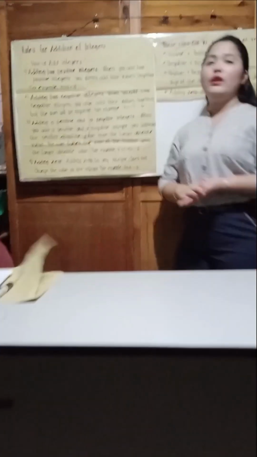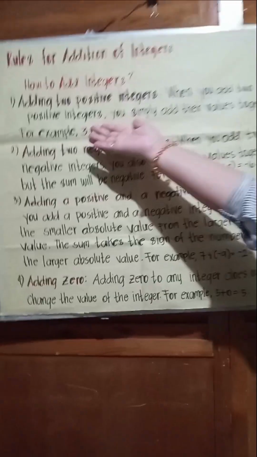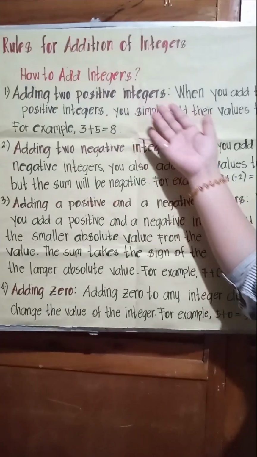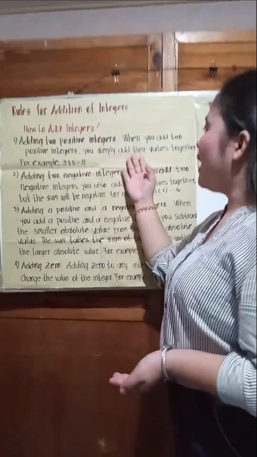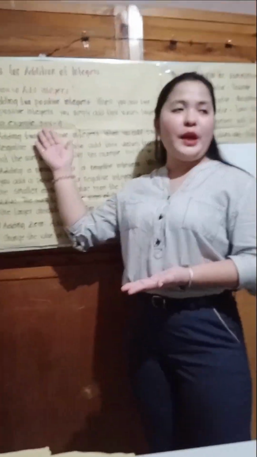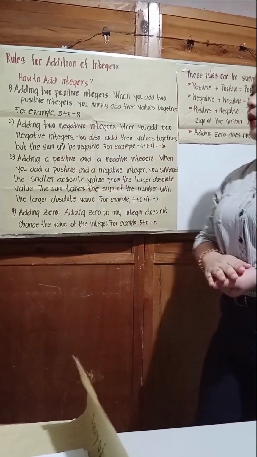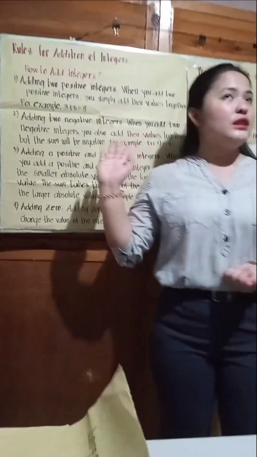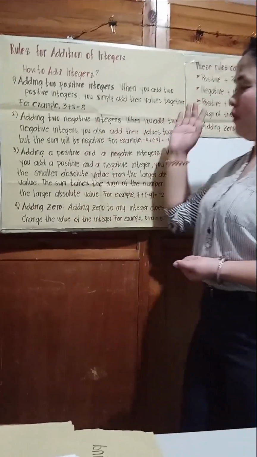Rules for addition of integers. So, how do we add integers? First, adding two positive integers. When you add two positive integers, you simply add their values together. For example, positive 3 plus positive 5 is equal to positive 8. Another example is positive 2 plus positive 2 is equal to positive 4.